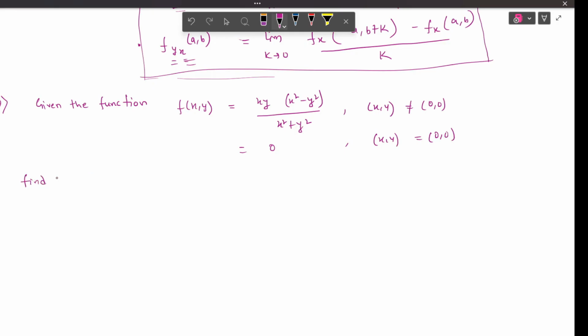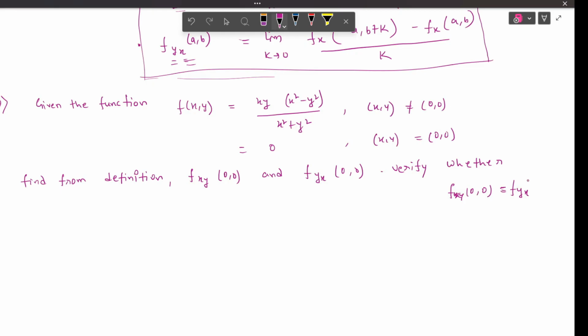Find from definition fxy(0,0) and fyx(0,0), and verify whether fxy(0,0) is equal to fyx(0,0). So let us see the solution.